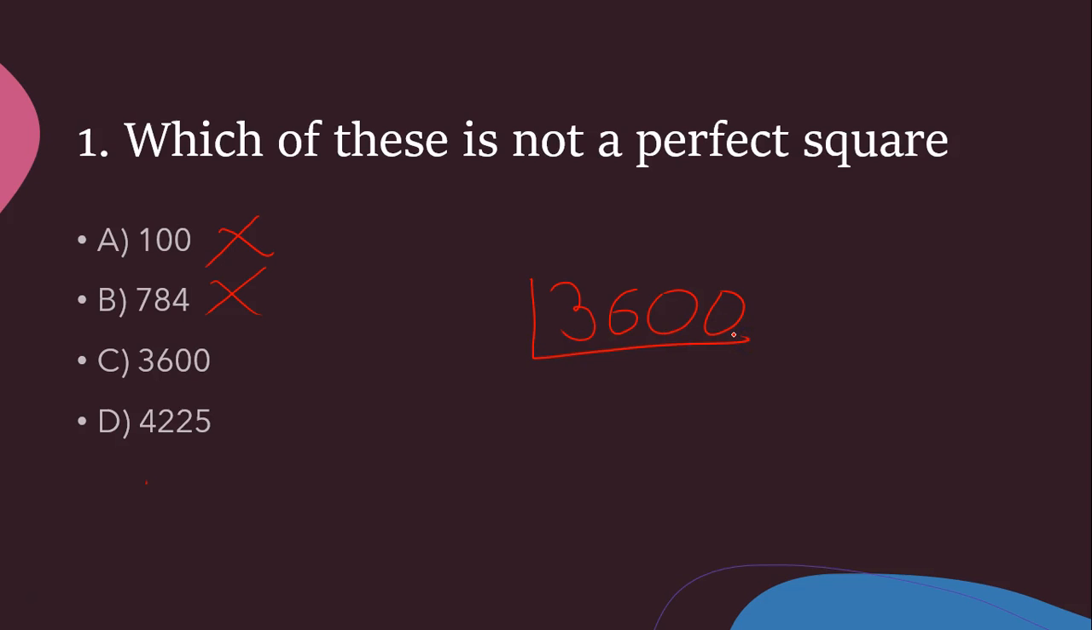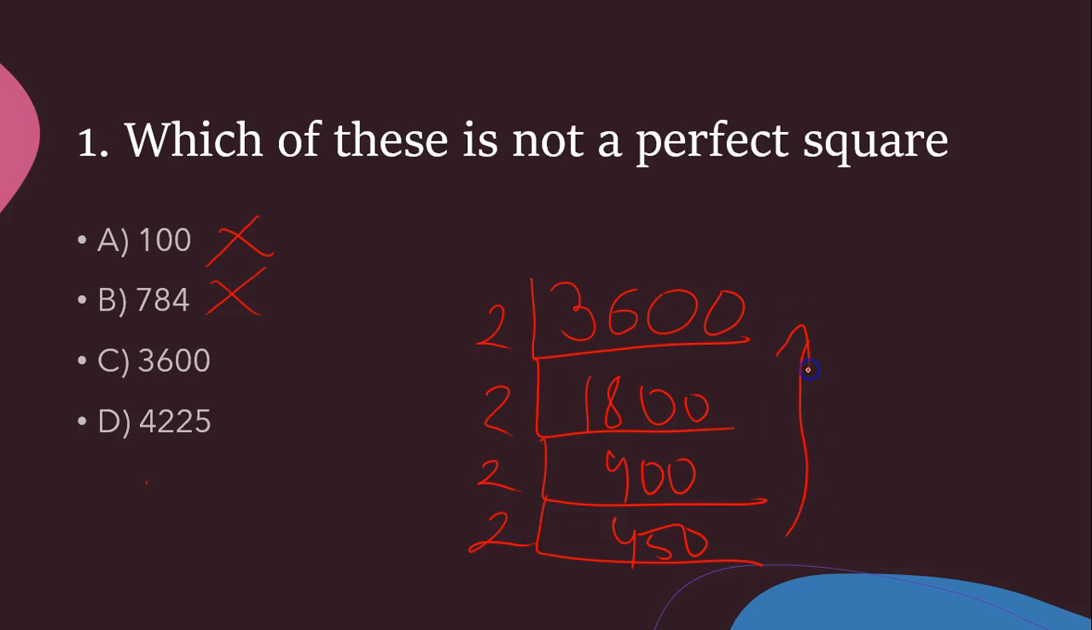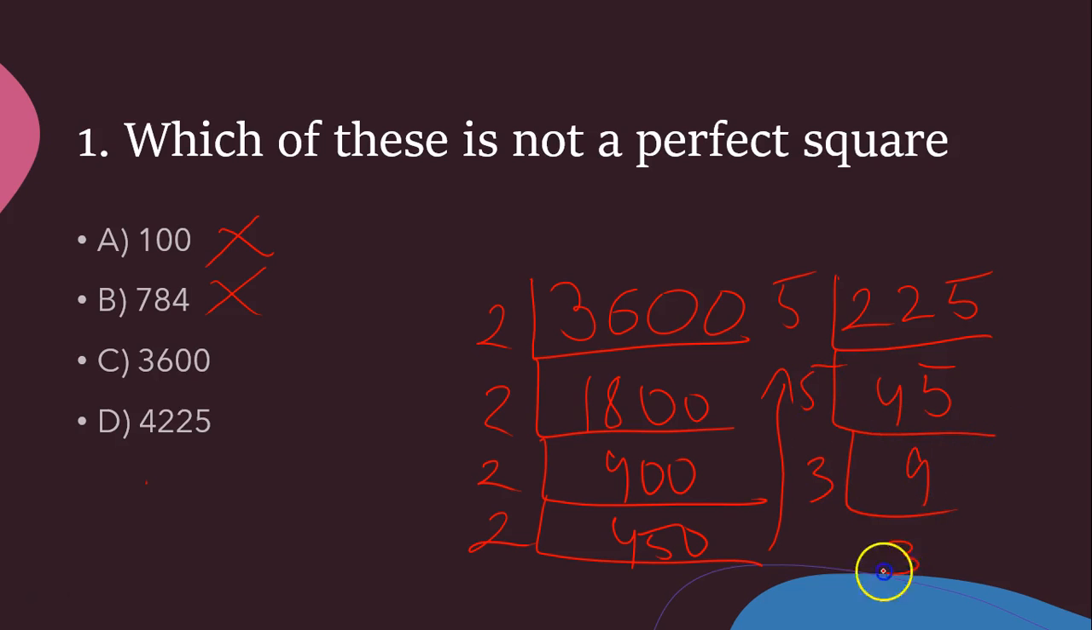Okay. Well, firstly, the first thing I'm going to do is divide by 2, of course. Make this 1800. 2 again: 900. 2 again: 450. Very simple. 2 again, and then let's continue up here, which is now 225, I think. 225, 5, 45, 5, 9, 3, 3. Okay, so we've got a lot of numbers now.